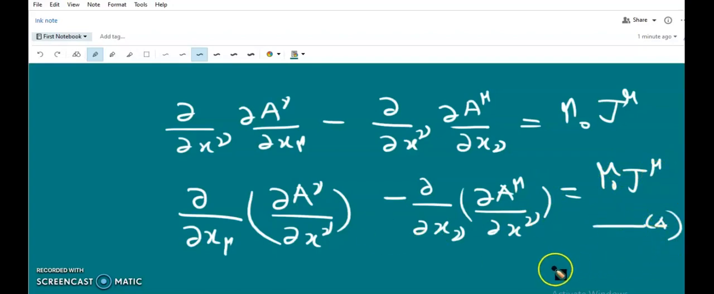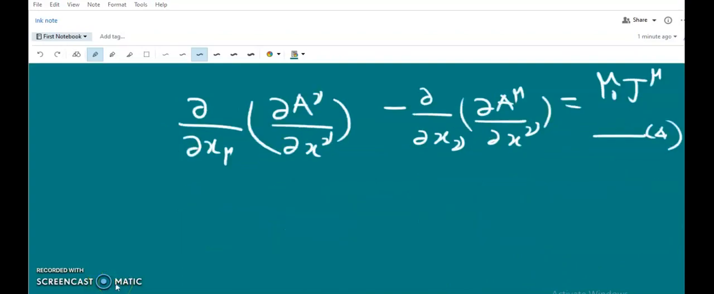But this equation is somewhat complicated. But we have already seen that the potentials are not uniquely determined by the fields.